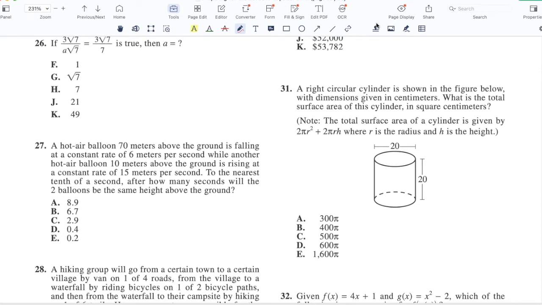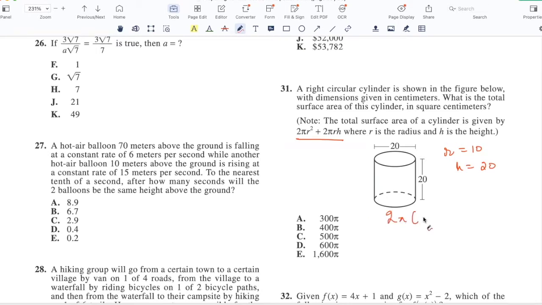31. A right circular cylinder is shown in the figure below with dimensions given in centimeters. What is the total surface area of the cylinder? The total surface area of the cylinder is given by 2 pi r squared plus 2 pi rh, where r is the radius and h is the height. So here we are given the diameter 20, so the radius would be 10 and the height is 20. So I can just plug this in this formula.